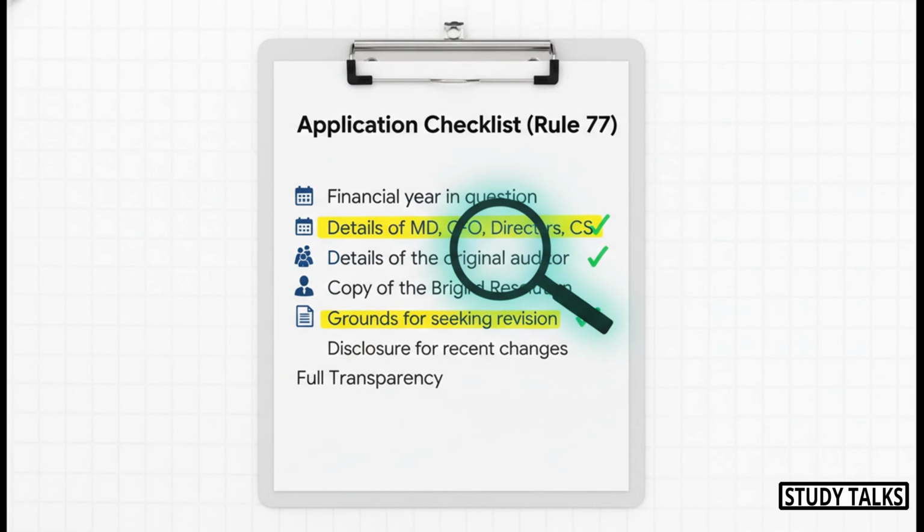And when the company goes to the tribunal, they can't just show up empty-handed. Under Rule 77, they have to lay all their cards on the table. The tribunal wants to know exactly what year we're talking about, who the key people were, who the auditors were, and most importantly, the specific reasons for the revision. This is definitely not a rubber stamp process. The tribunal needs full transparency before they'll say yes.